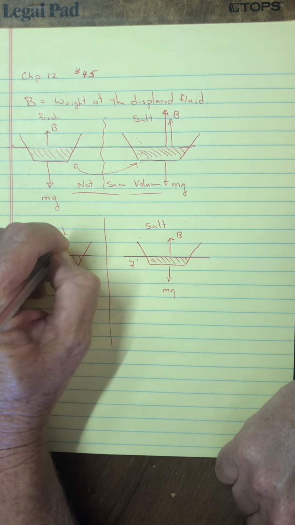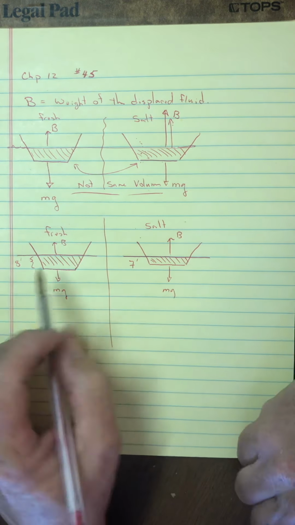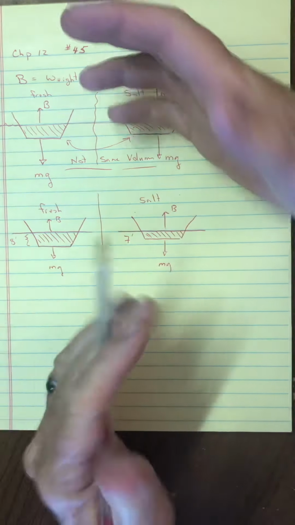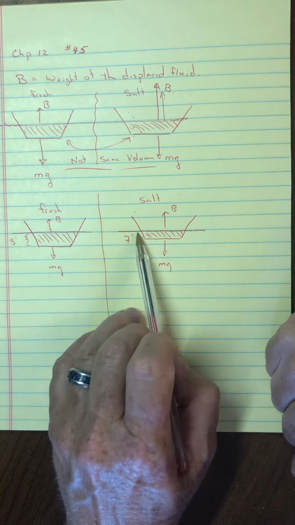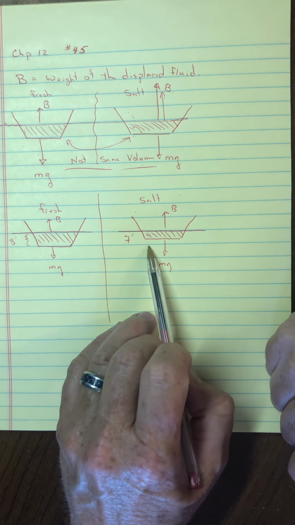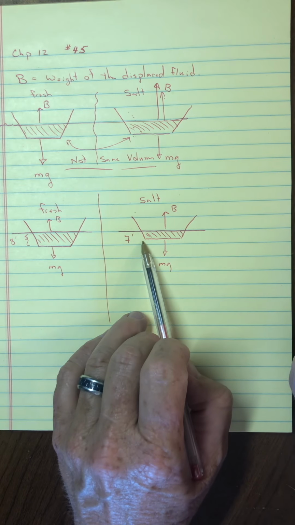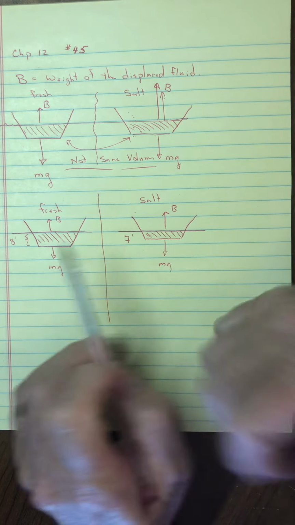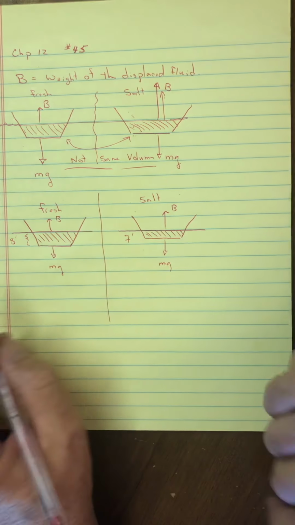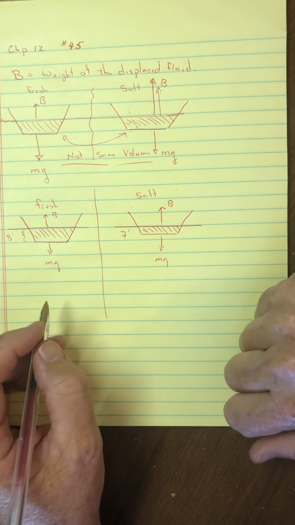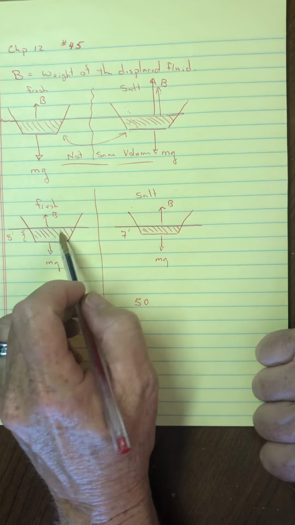So the answer to this problem is the buoyant force would be equal to the weight of the ship, regardless of whether it's in freshwater or saltwater. Now, again, there is a difference between freshwater and saltwater, and the difference in saltwater is the depth into the water. The draft of the boat would be less, so you have less volume, but you have more density, and the two together give you the same weight, which would be the weight of the ship. So the answer is anything that's floating, its buoyant force is equal to its weight.